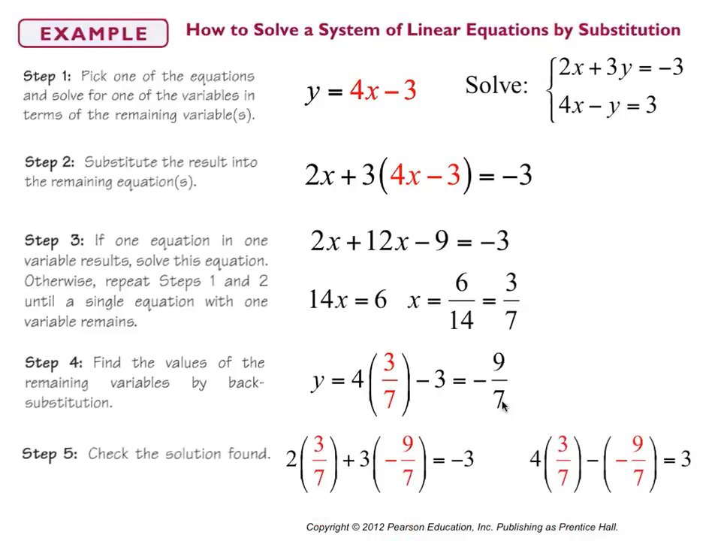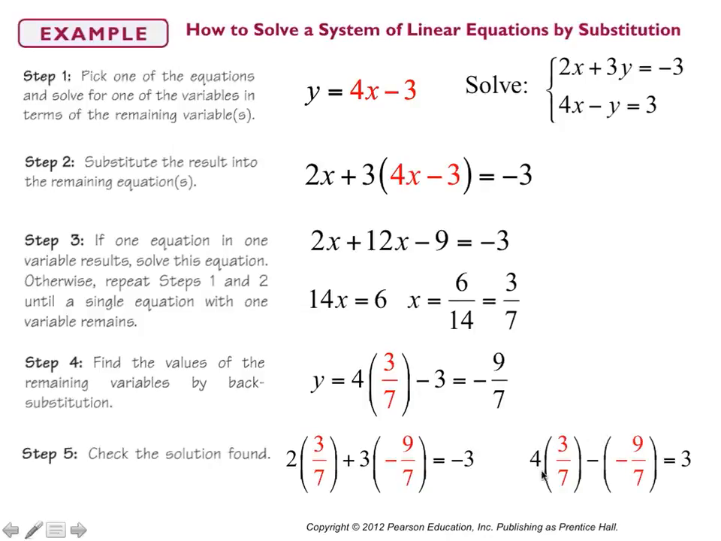So if we want to check the solution, what we should do is take our 3/7 for x and our negative 9/7 for y, and plug it into both of our original equations. So we'd have 2 times 3/7 plus 3 times negative 9/7. That's 2x plus 3y. And if you actually do that, you will get negative 3. And you could do this in your calculator to verify. It shouldn't take too long.